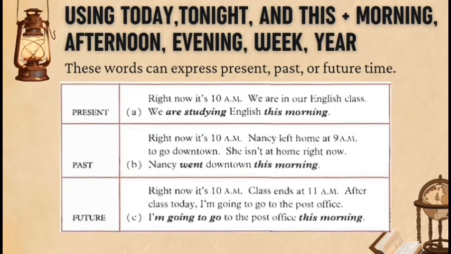Using today, tonight, and this plus morning, afternoon, evening, week, and year. These words can express present, past, or future time. For example, present: right now it's 10 a.m. We are in our English class. We are studying English this morning.